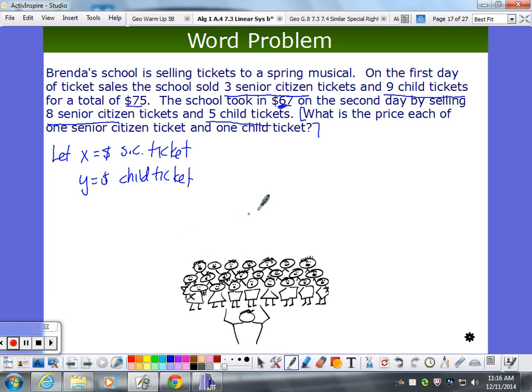And then we're going to figure out how to turn these into equations. So Claire, I think we found maybe just one of the equations. If it's 3 senior citizen tickets and 9 child tickets for $75, how can I write that as an algebraic equation? Now how'd you get that?